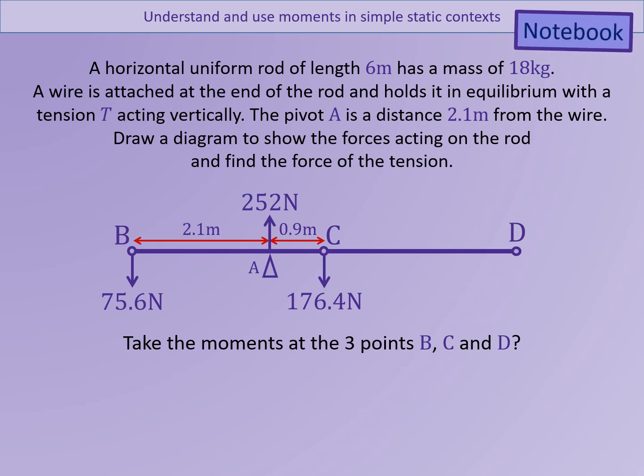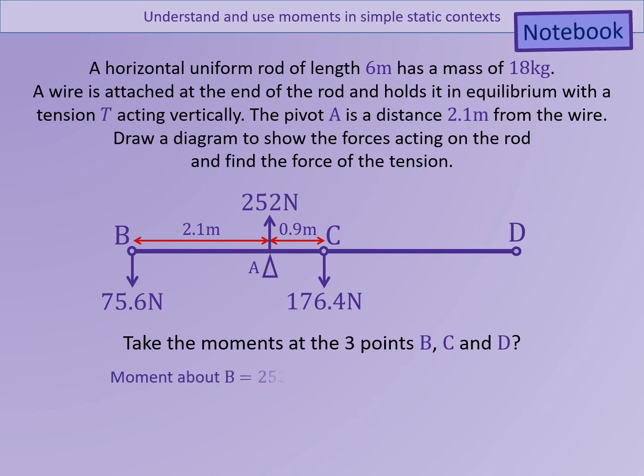So imagine I took the moment at B. Think about all the forces, at different distances from B. What is the moment from C and what is the moment from D? This is escaping the idea that where you're taking the moment from has to be the pivot. It's quite common that you do that, but it doesn't have to be. That's what I'd like you to do, please. Work out the moment from each of those points. So pause it there and have a go.